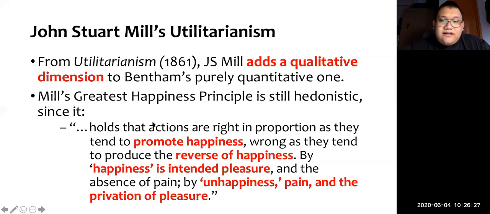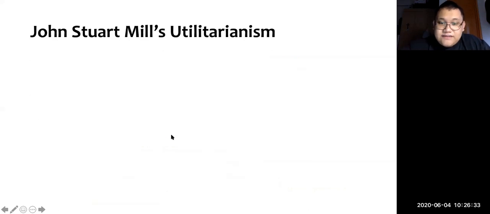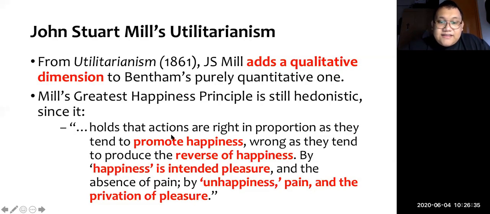Holds that actions are right in proportion as they tend to promote happiness, wrong as they tend to produce the reverse of happiness. By happiness we mean intended pleasure in the absence of pain. By unhappiness, pain and the privation of pleasure or absence of pleasure. Okay? So, naniniwala pa rin si Mill, no? That how do we know that which is good if there is happiness, pleasure?